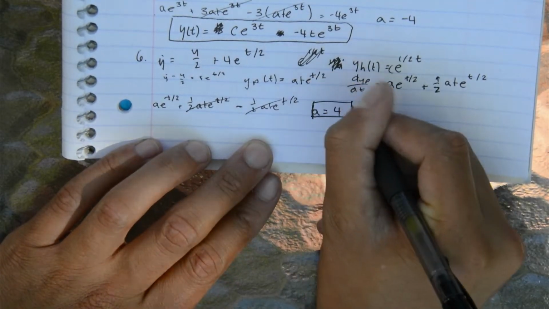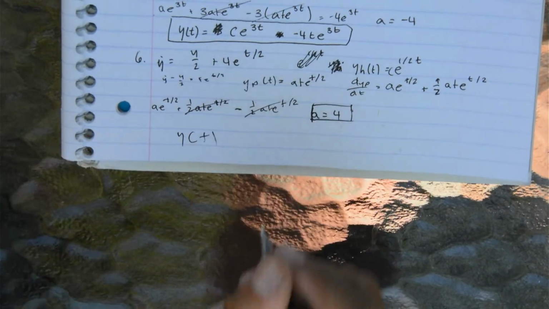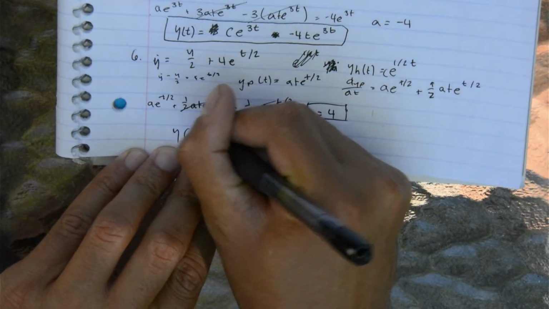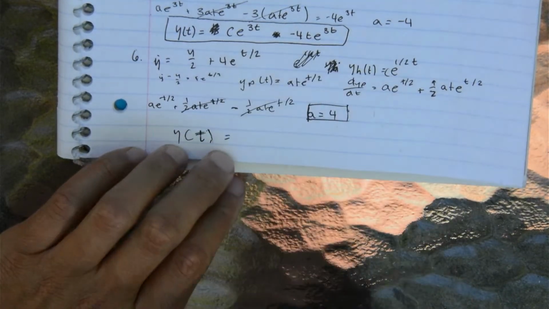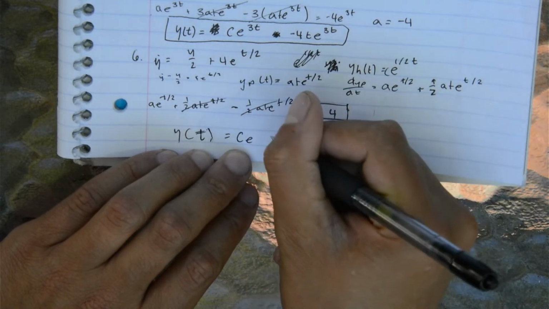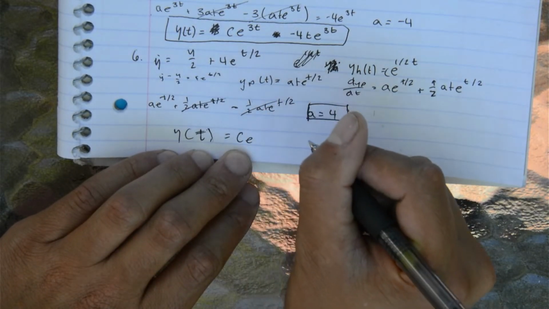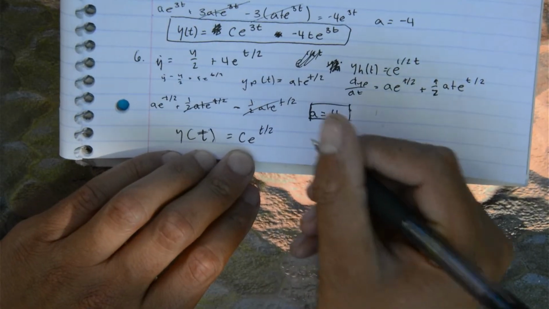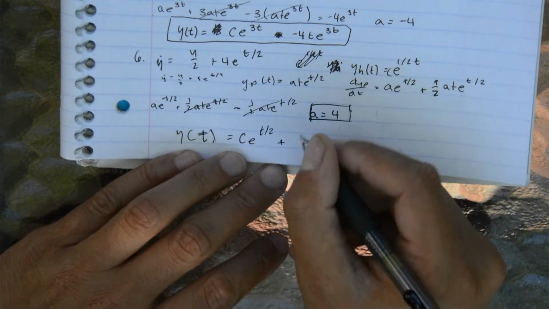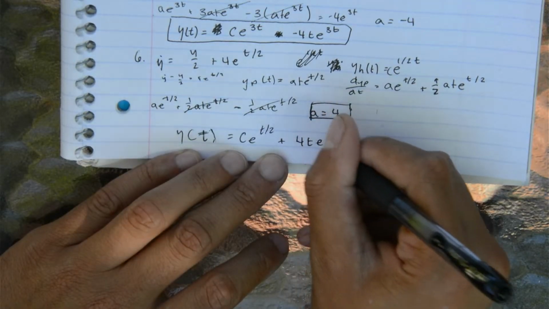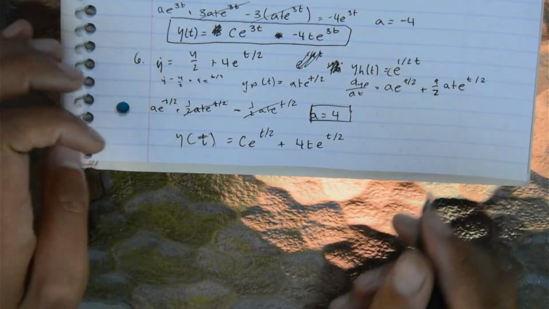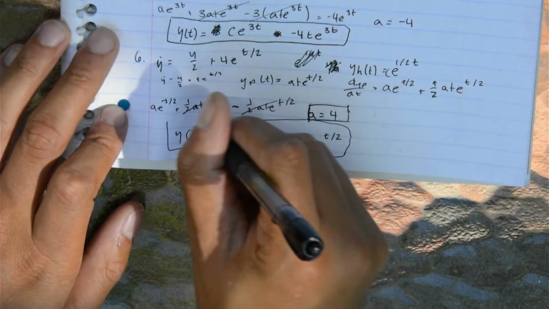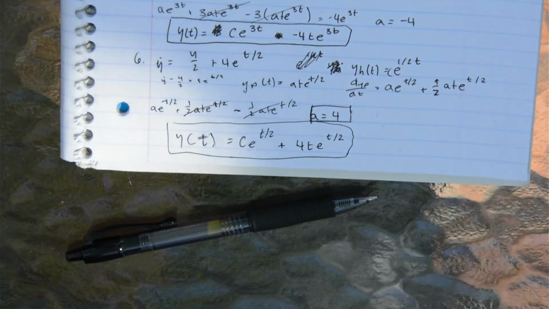Okay. So then we're going to get y of t is equal to c e to the t over 2 plus 4t e to the t over 2. Right, I'm going to double check that one just to make sure that we got it right.